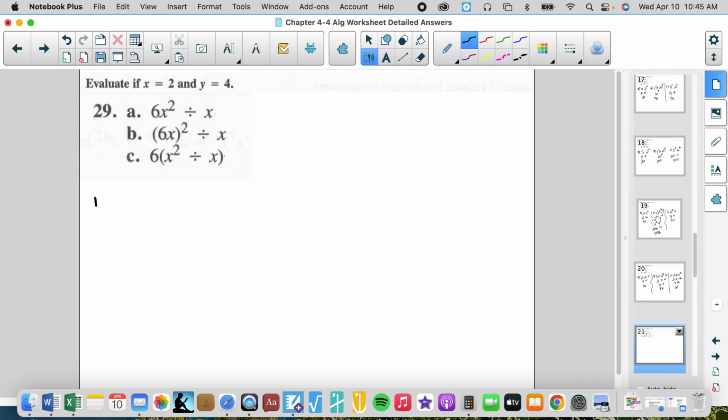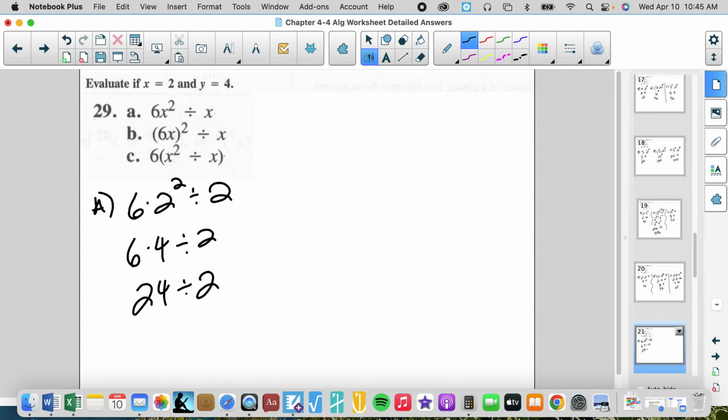Oh, we got some division here. Okay. 6 times 2 squared divided by 2. So we're going to do exponents first. 6 times 4 divided by 2. We're going to do multiplication first because it comes first left to right. And we get 12. So order of operations is going to come into play here.